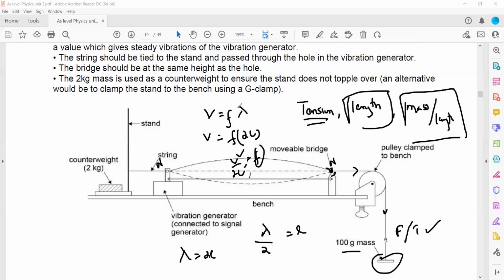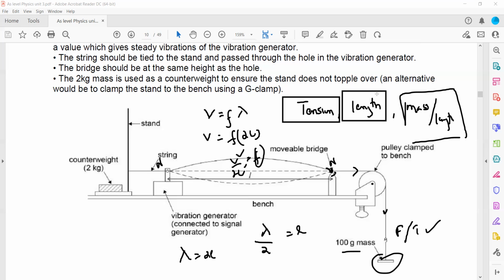In the same way, we can change the length of the wire used. For example, first we use 30 centimeter, then 40 centimeter, then 50 centimeter. When we are changing the length, the tension must be kept constant, because only one parameter can be changed at a time. So when we change the length, we keep tension and mass per unit length constant.